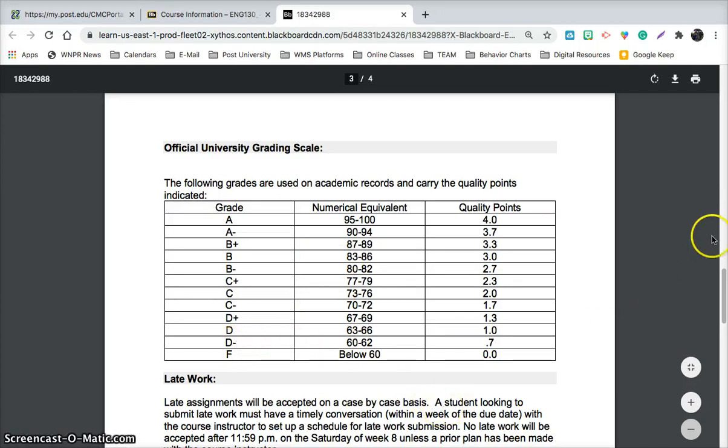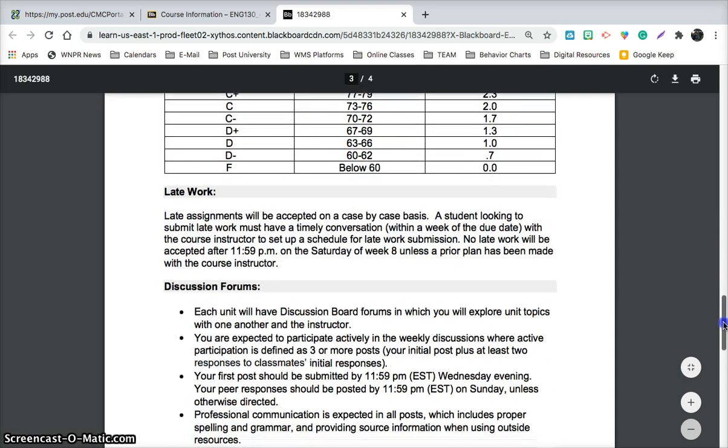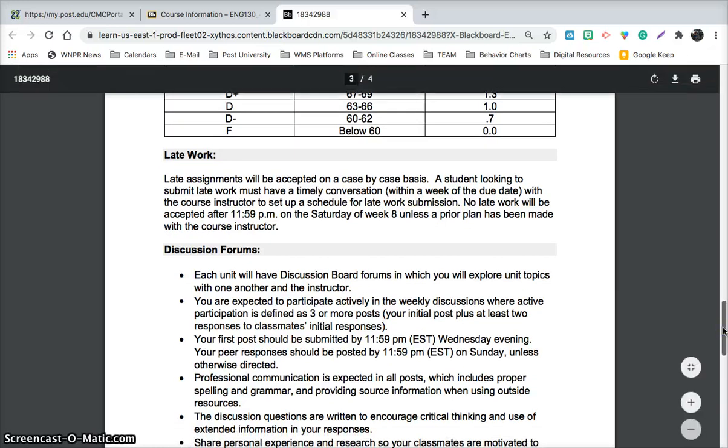That's just an example. For any late work, now this is the most important piece. Any late assignments will be accepted on a case-by-case basis. Now what this means is that a student looking to submit late work must have a timely conversation with me, the instructor, within a week of the due date. I will allow work to be handed in late only if you speak to me way in advance, okay? So no late work will be accepted after 11:59 p.m. on a Saturday of week 8 unless a prior plan has been made with the course instructor.